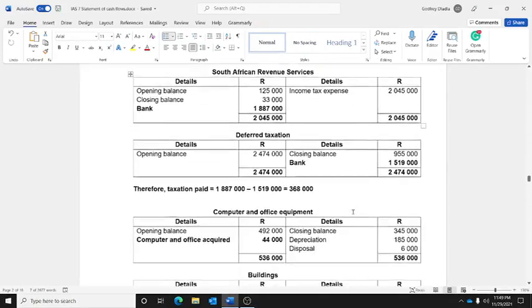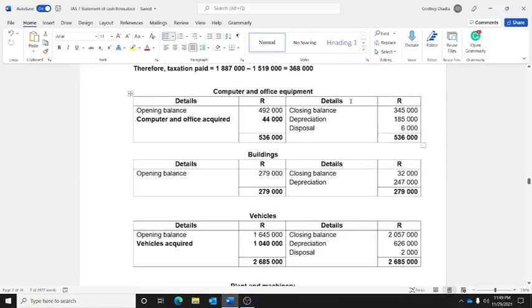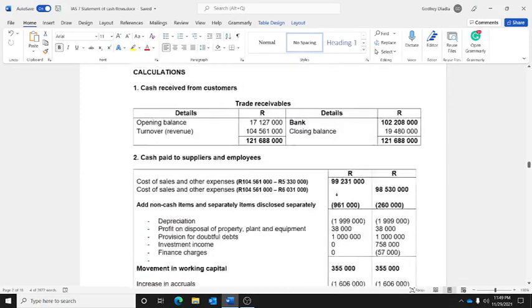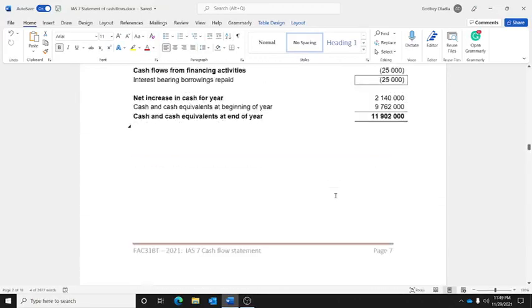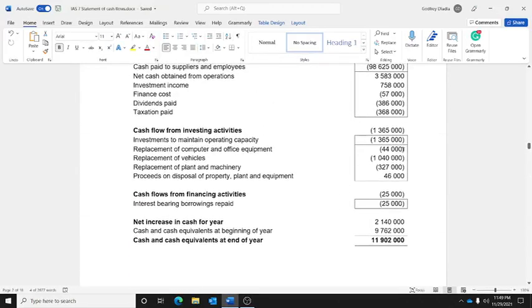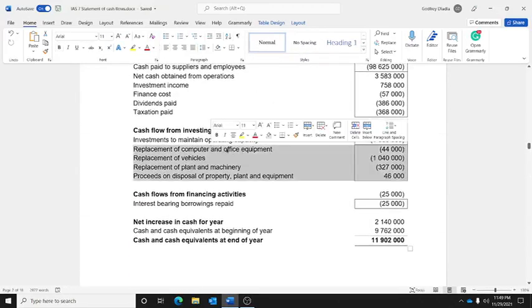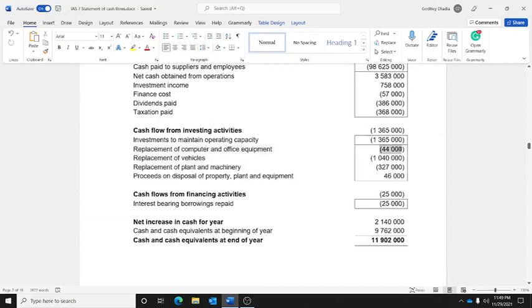Right. So if we then have to balance this one, this side will give us 536. Then I will minus the 492 from the 536. It gives me 44 here, which tells me that I've acquired computer and office equipment of 44,000, which is an outflow, which is this amount here. So it's this one here.